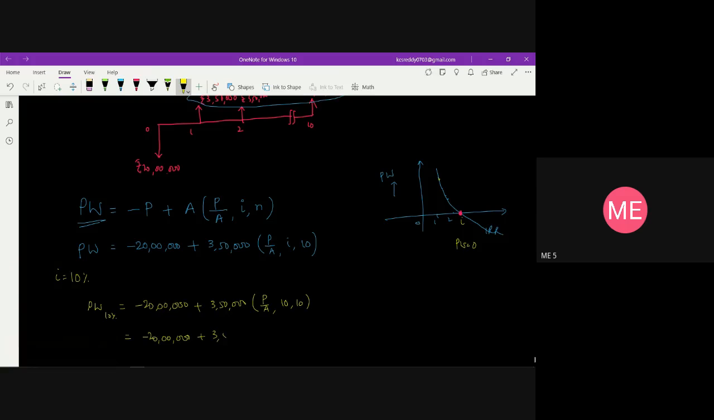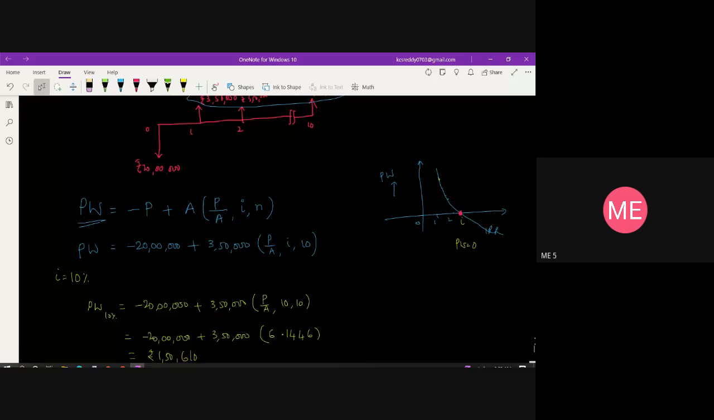and 3,50,000, then I'm going to get the factor for P by A, comma, I, comma, n, I mean 10, comma 10. If I look into that table, I'll be getting 6.1446. So by using this, I'll be getting the value by simplification. The present worth is going to be rupees 1,50,610. So here the present worth is still positive.